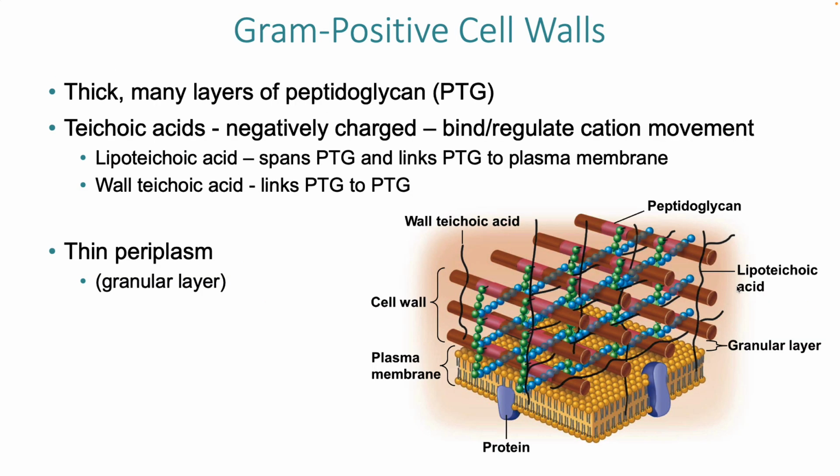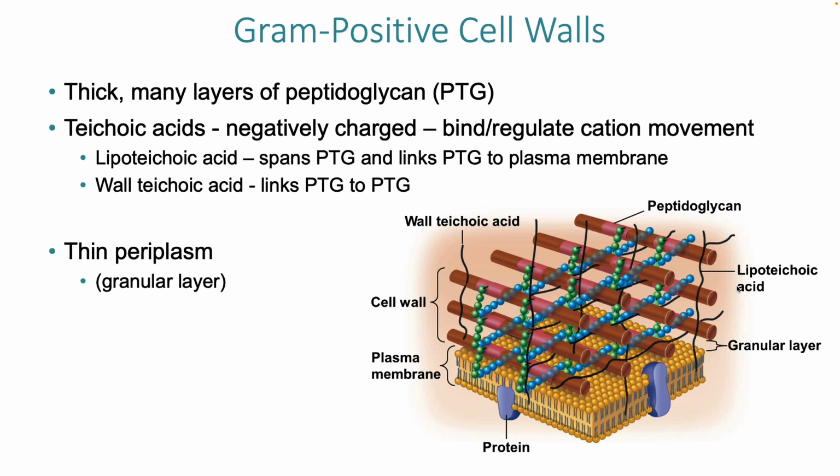Now, I told you that there are some differences between gram-positive and gram-negative cell walls. So first we'll look at gram-positive cell walls. Gram-positive cell walls contain a very thick layer of peptidoglycan. They're trying to illustrate that here in this cartoon.